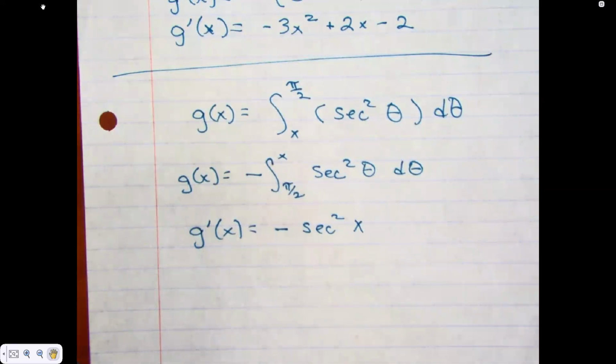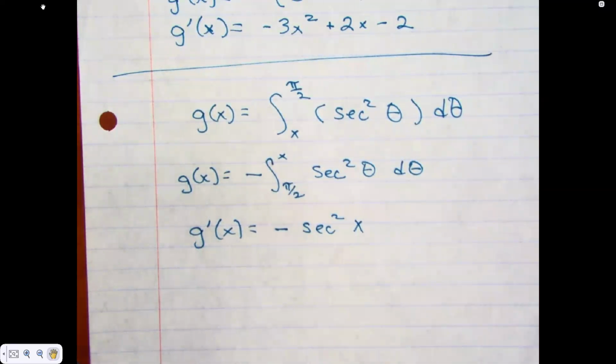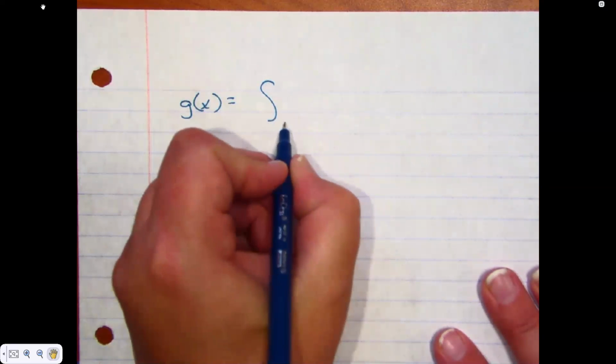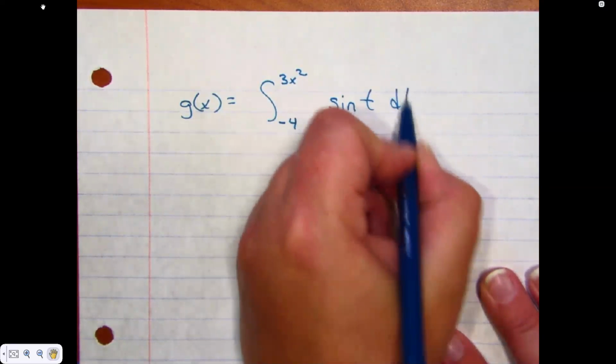All right, one last thing we have to remember. Let's see. I want to start with trig. Yeah, let's do it. Okay. What happens if there's a quantity? Thought you were done with the word quantity? Never. Okay. So here we go. So let's take a look. G of x equals the integral from -4 to 3x squared of sine of t dt.